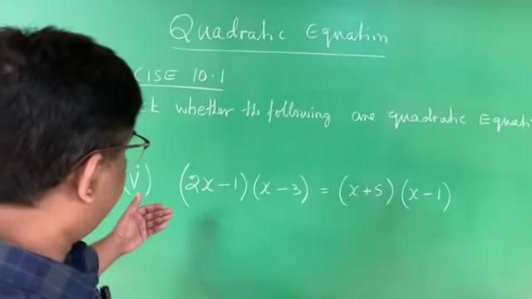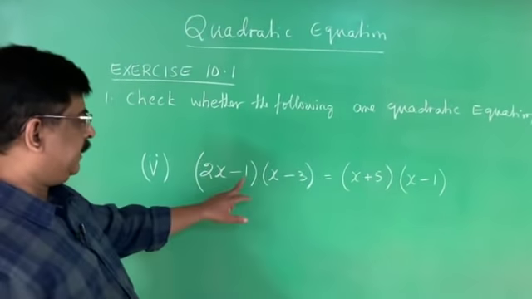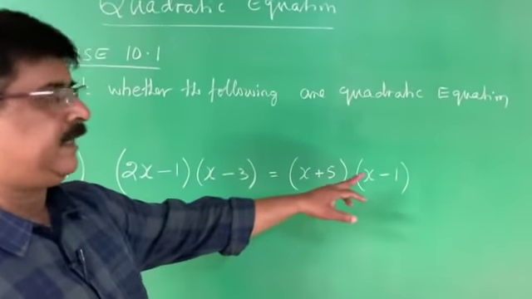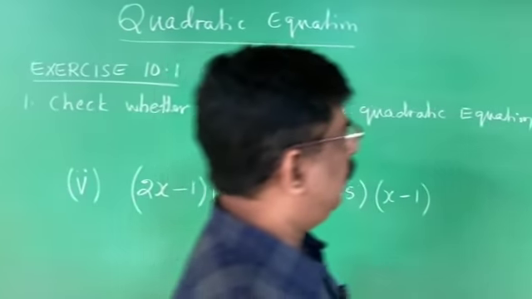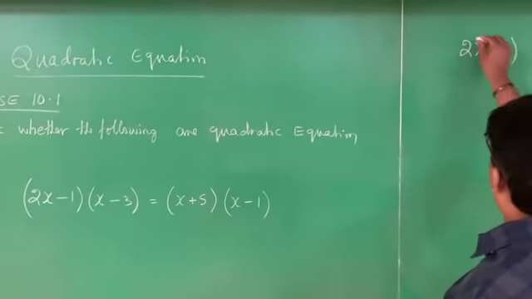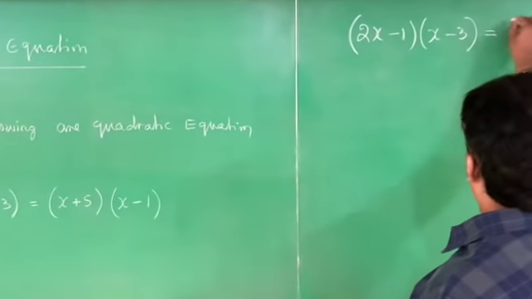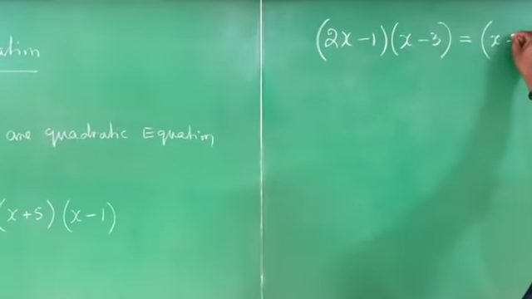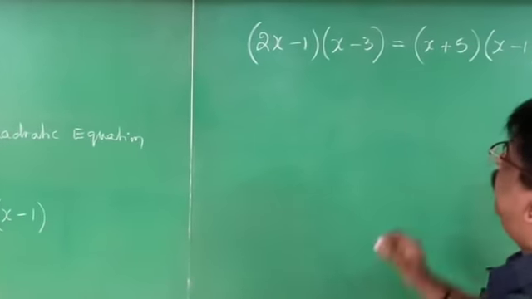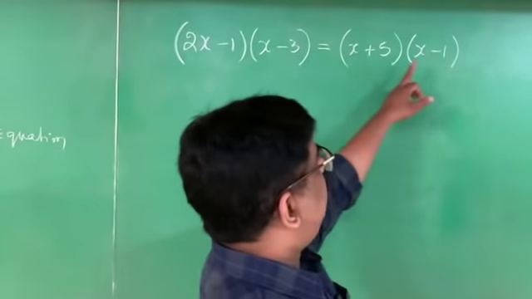See, fifth problem of the first main question of exercise 10.1 of quadratic equation is 2x minus 1 into x minus 3 is equal to x plus 5 into x minus 1. I write the problem. 2x minus 1 of x minus 3 is equal to x plus 5 into x minus 1. Again, this is a problem of binomial into binomial is equal to binomial into binomial.